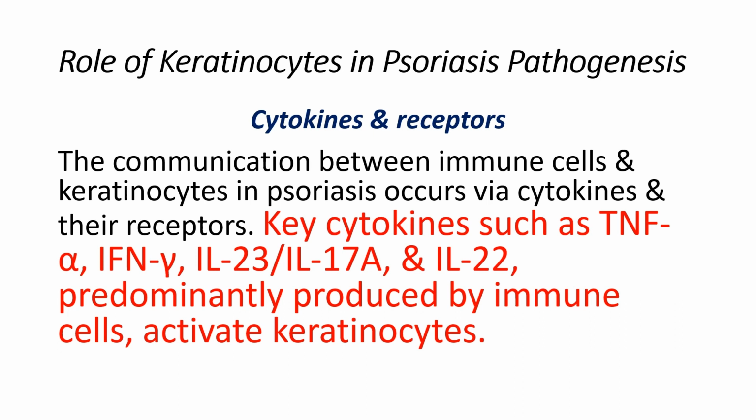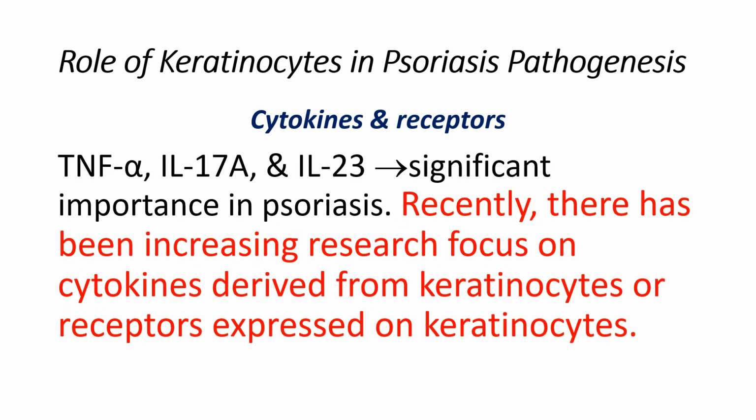This activation sets off a cascade of cell signaling pathways, which will lead ultimately to excessive proliferation of keratinocytes and the production of antimicrobial proteins, cytokines, chemokines, and growth factors. Tumor necrosis factor alpha, interleukin 17A, and interleukin 23 have significant importance in psoriasis, as therapies specifically targeting these cytokines have demonstrated high efficacy in treating patients. Recently, there has been increasing research focus on cytokines derived from keratinocytes or receptors expressed on keratinocytes, indicating their potential role in the pathogenesis of psoriasis.